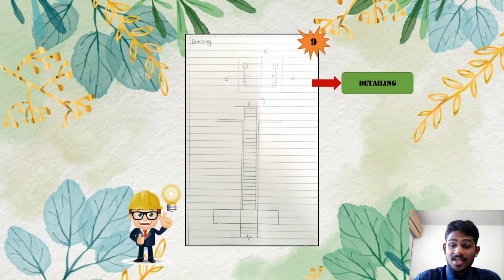So this is the last step, which is detailing. It is very important for the column question.